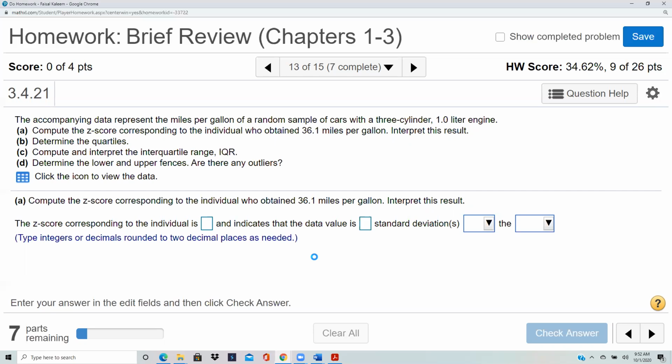So the z-score, it seems we don't have enough information for the z-score, right? Right. We just have this 36.1. So what is this 36.1 in that formula for the z-score?